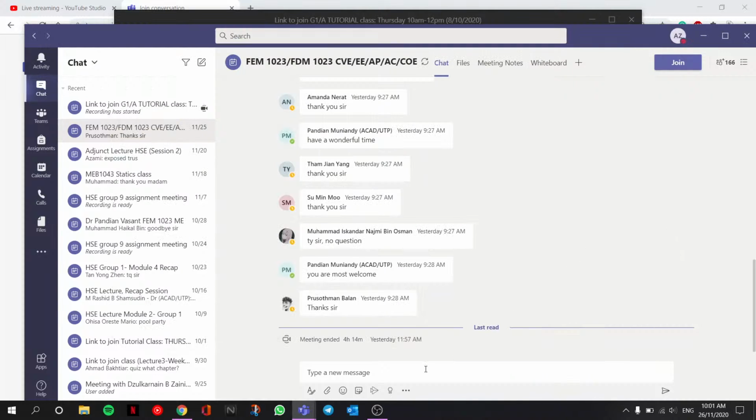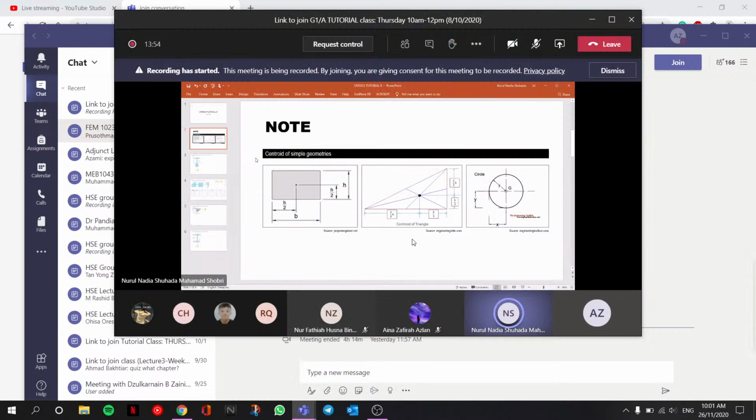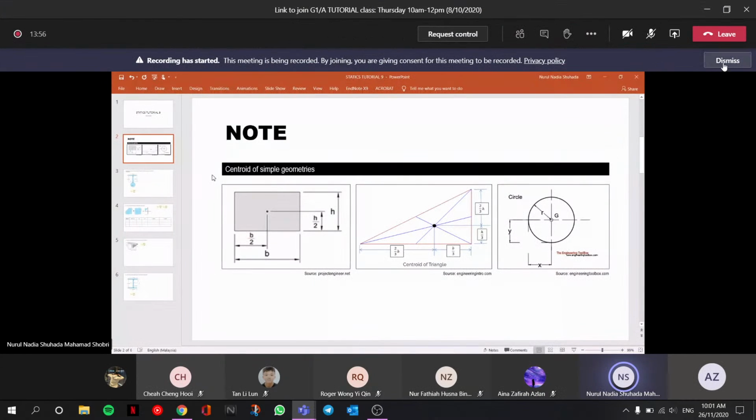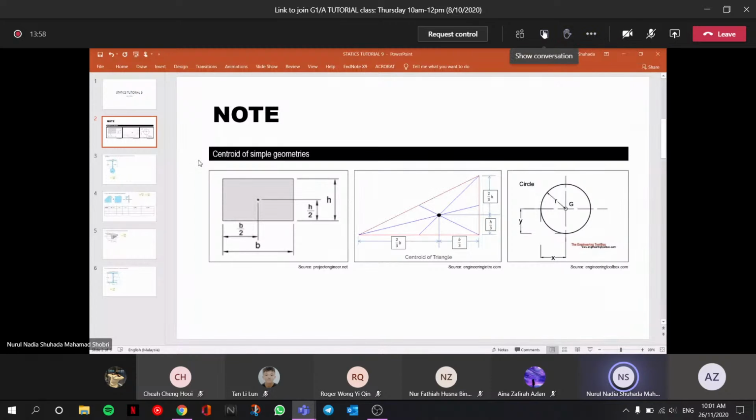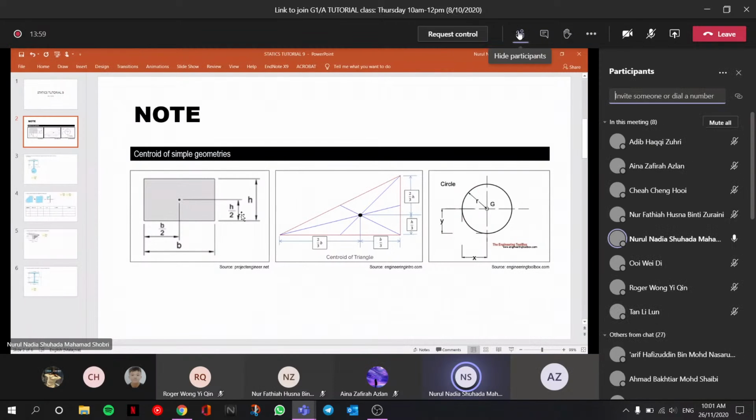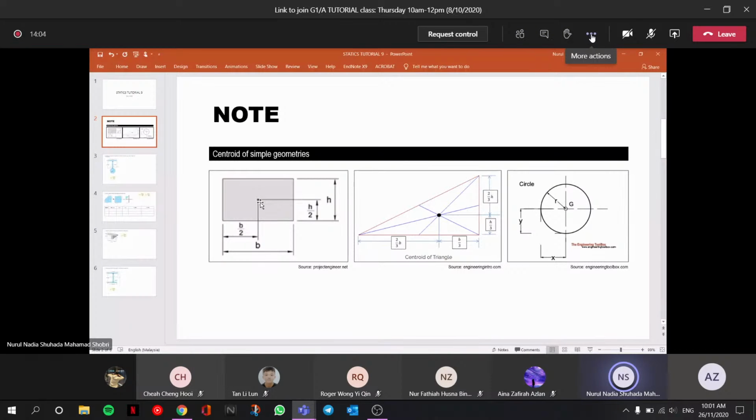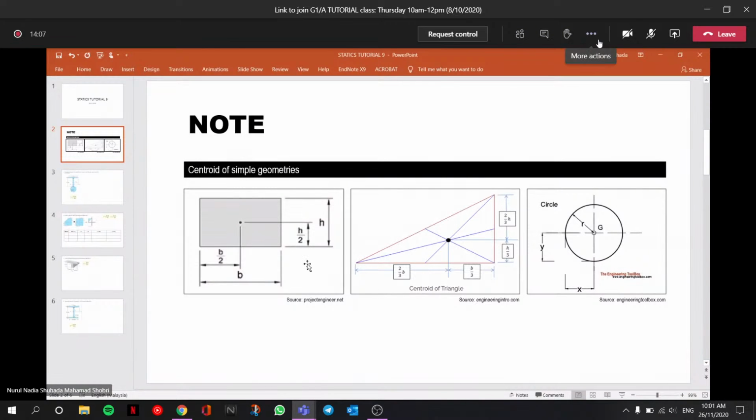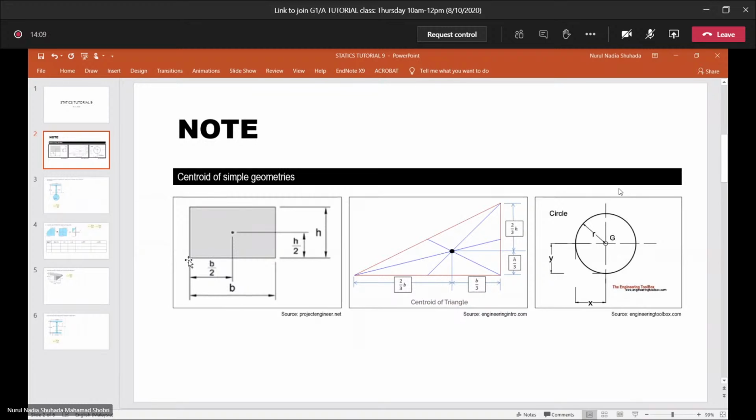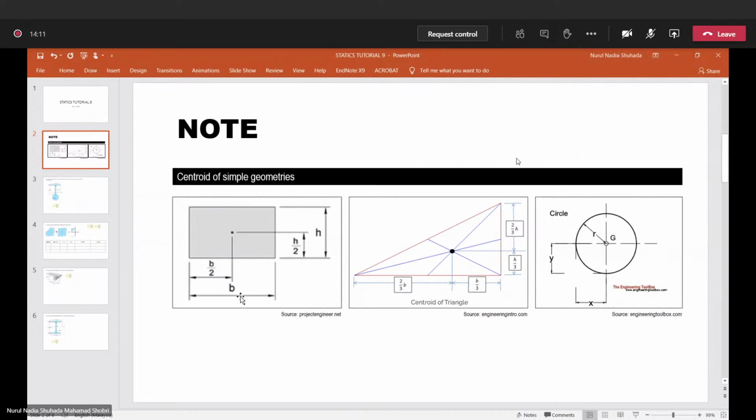Geometries. So basically for today's question, we will only use these three simple geometries. I think all of you know how to find the centroid for a rectangle. You just need to divide by 2 along the b, and if you want to find the centroid of the y value, you only need to divide by 2.